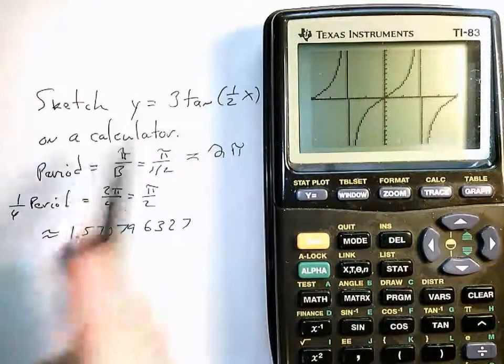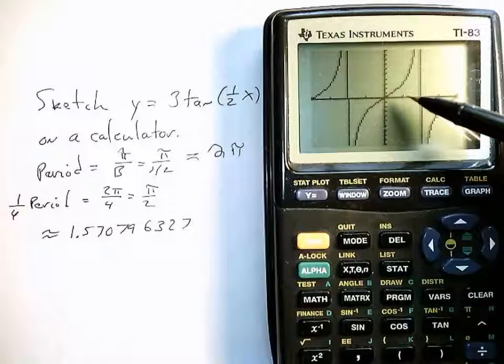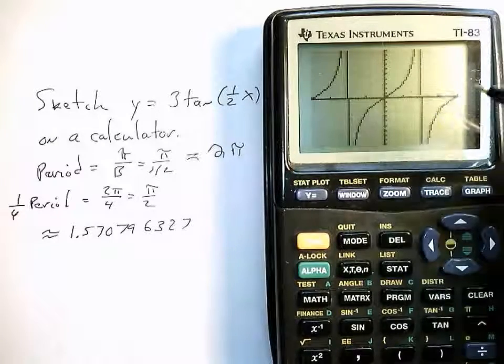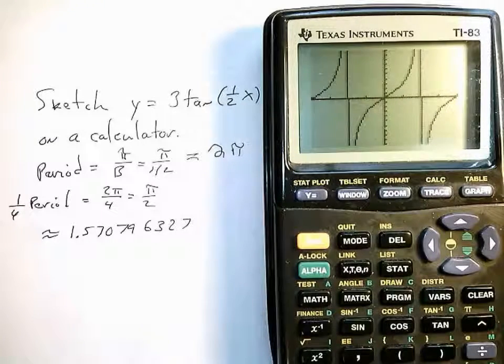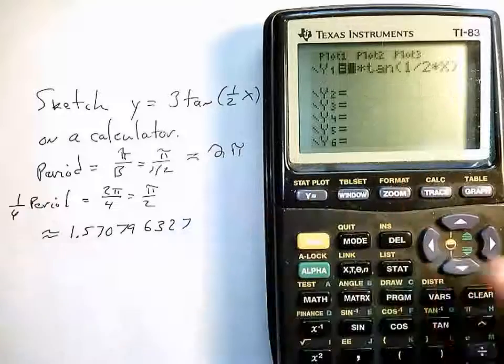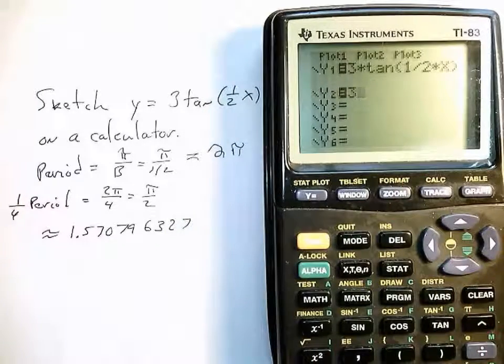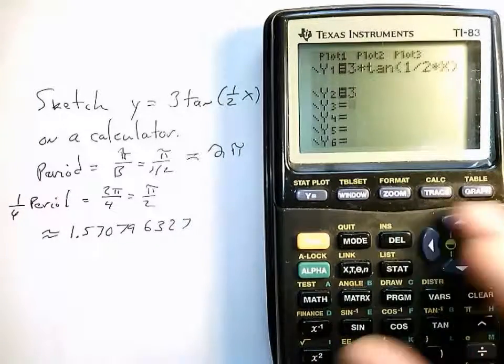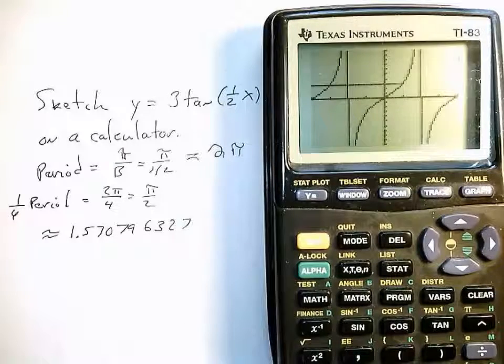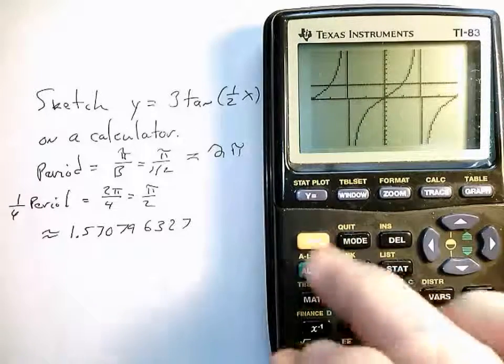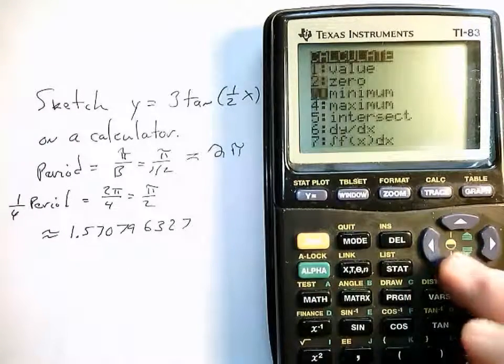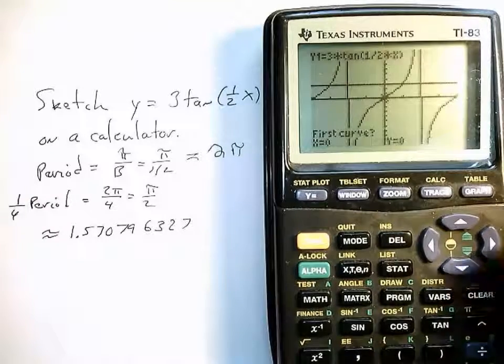What about this 3 here? We're just eyeballing this at pi over 2. Looks like I'm roughly at 3. I could trace and see. I guess what I could do is calculate it: let's say I put y equals 3 here and graph this. That's y equals 3. Then I can calculate the intersection.